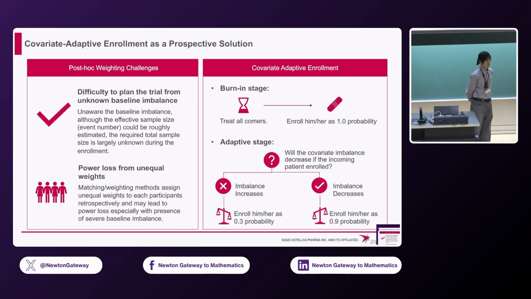And our method is easy to understand: Covariate-Adaptive Enrolment. At first, we need some patients to burn in, and we treat all comers in this stage. In the adaptive stage, for each incoming patient, we ask the question: will the patient decrease the current imbalance? If the answer is yes, we enroll him or her with a higher probability. But if the answer is no, we enroll him or her with a lower probability. By this, we can sequentially minimize the covariate imbalance.